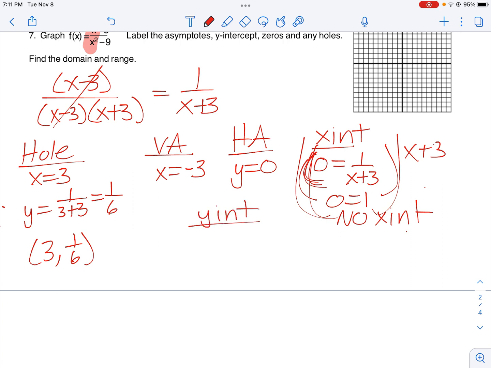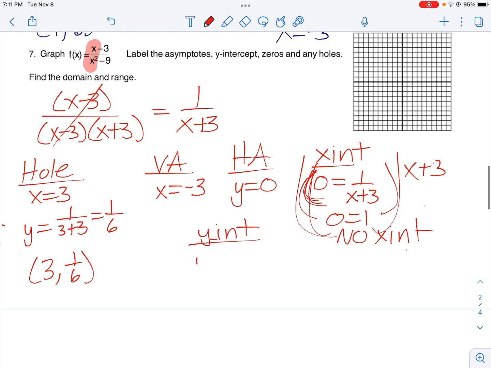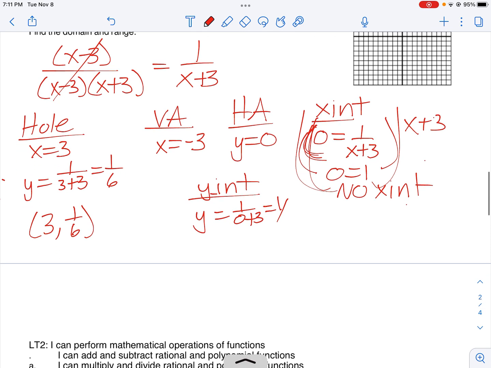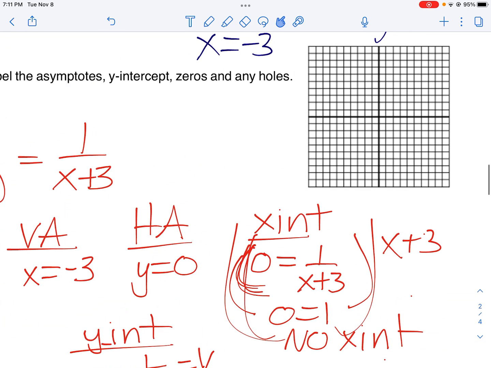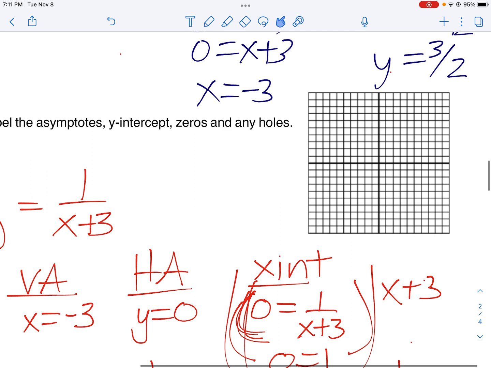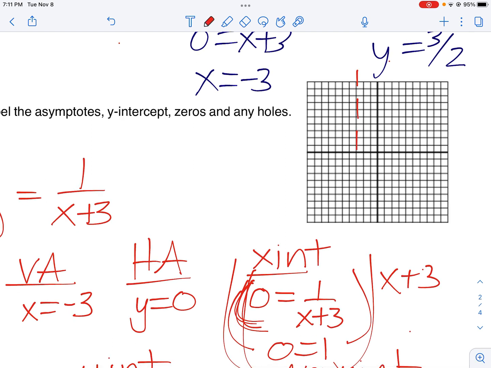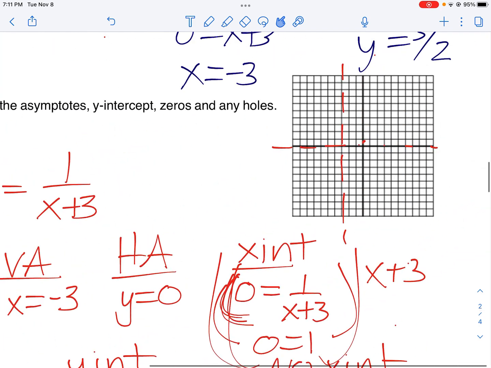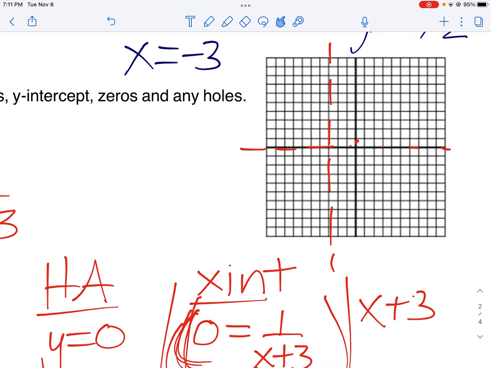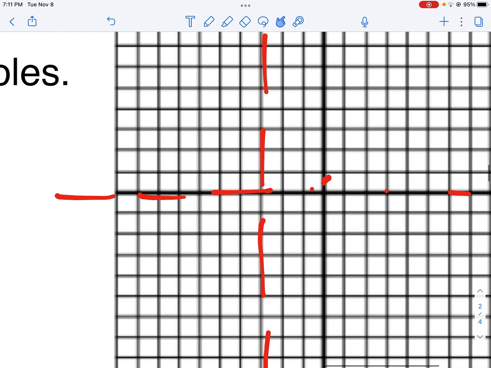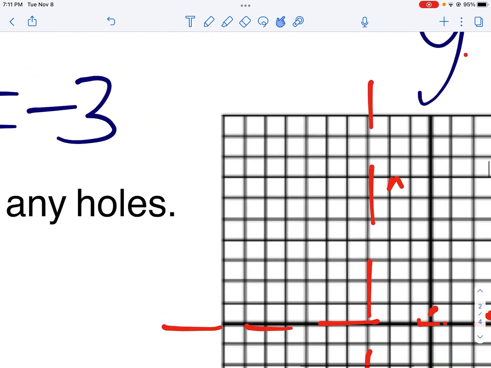And then our y-intercept. If we plug in 0 for x, so y equals 1 over 0 plus 3, it's at 1/3. So if we start labeling everything, a vertical is at -3. Horizontal is at 0. Y-intercept's at 1/3. Then our hole, we said that was at 3 1/6, so we'll put a tiny hole. That's tough to see, but there's our hole there. And then we can make our swoops.